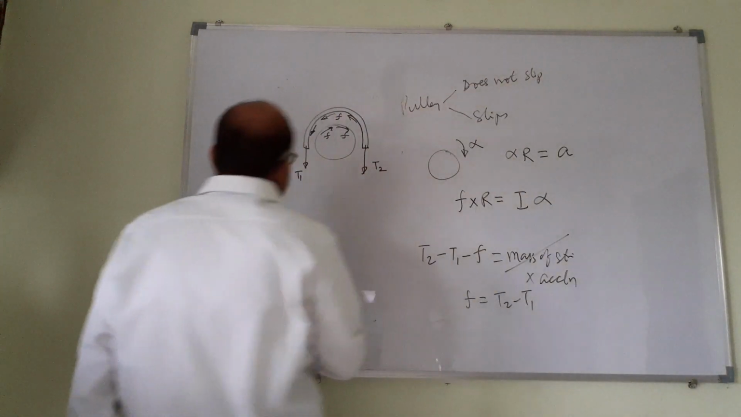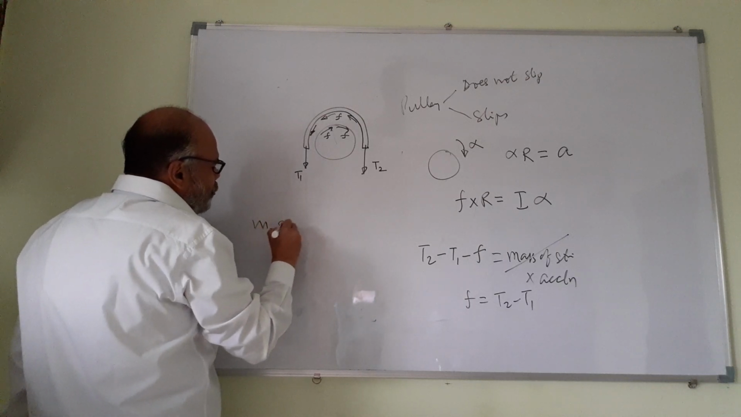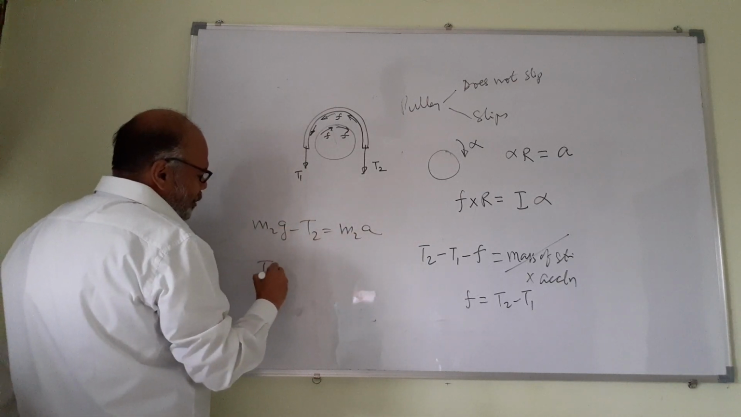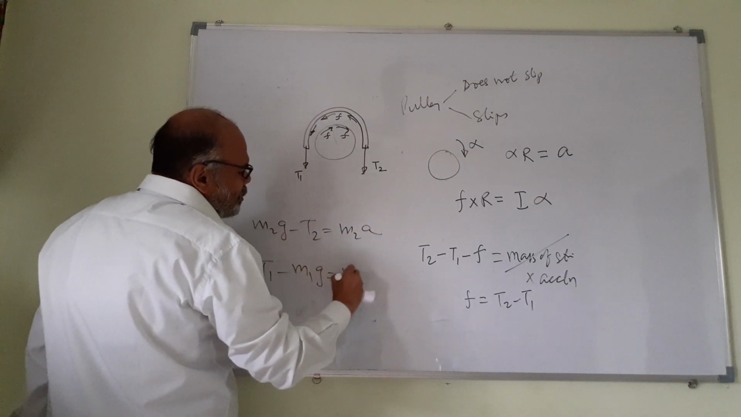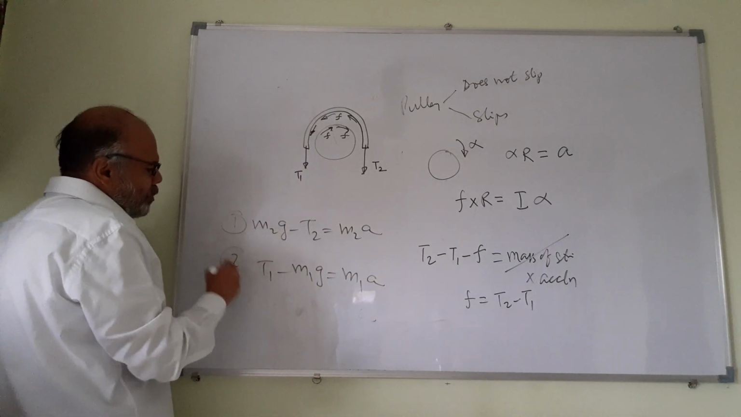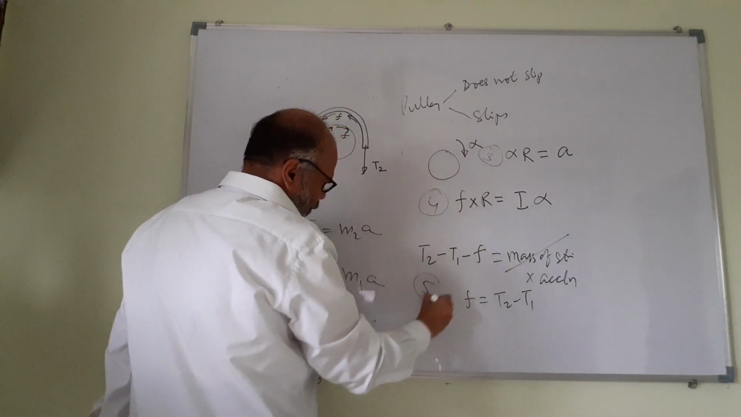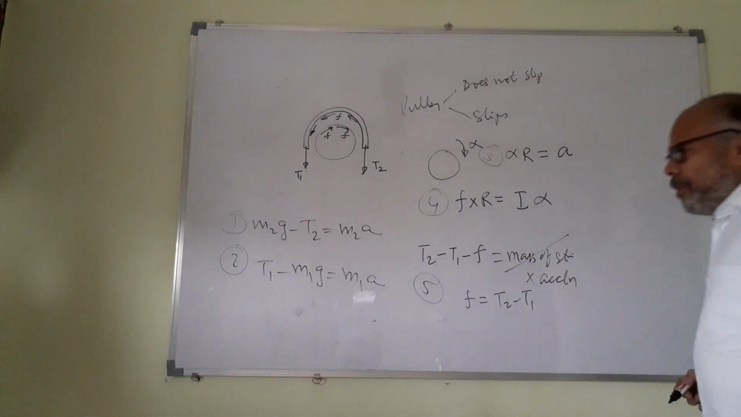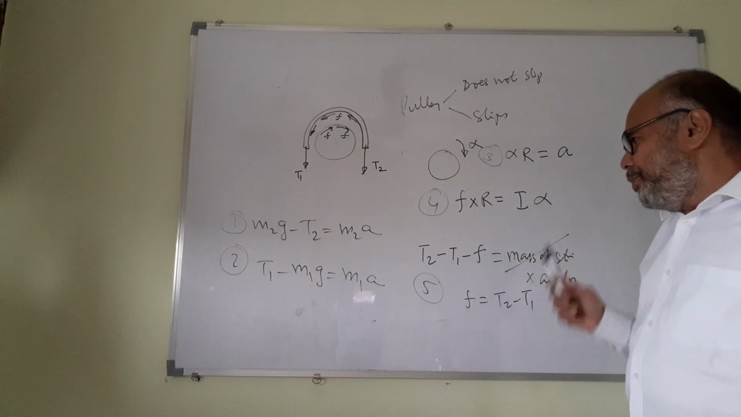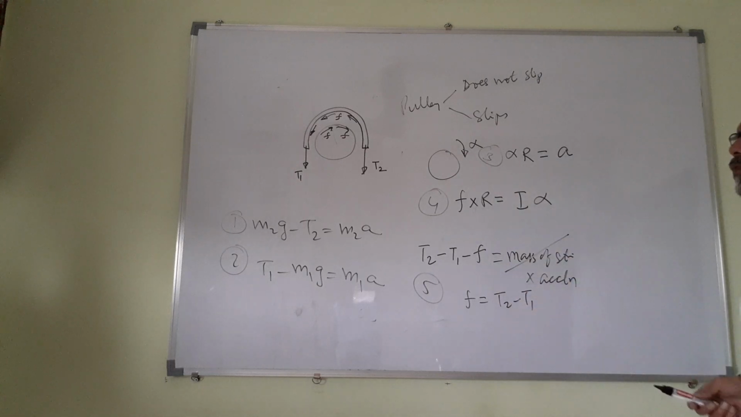So now how do the equations look? For the masses, it will be M2G minus T2 is equal to M2A, and T1 minus M1G is equal to M1A. So how many unknowns are there? Let us see the equations 1, 2, 3, 4 and 5. There are 5 equations, and 5 unknowns: T1, T2, A, alpha and F. So 5 equations, 5 unknowns.